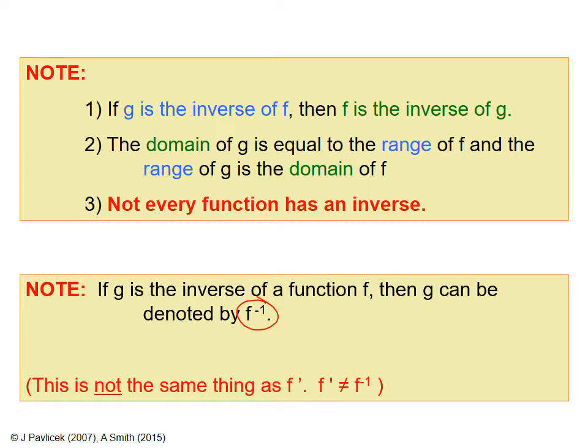If g is in fact the inverse of function f, then another notation we can use for that is f with a little -1 that looks like it's an exponent, but it's not. It's understood that that notation means that it is the inverse of f. So just be really careful when we start looking at these, because the notation gets iffy. So that's not the same thing as f prime. A little -1 is not the same thing as f prime. One means inverse, the other means derivative, and they're totally different things.